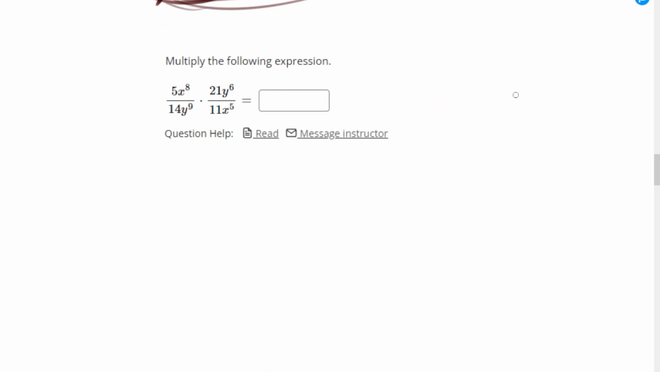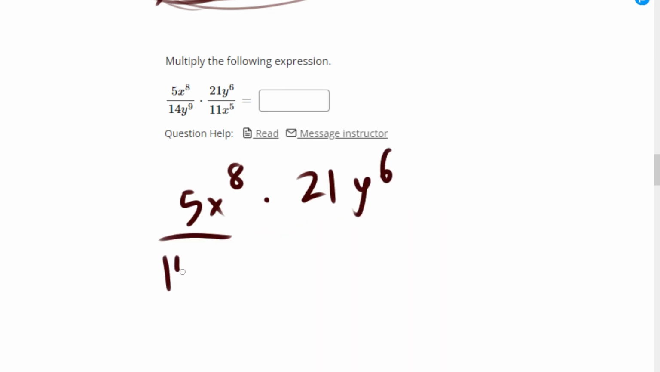Now we want to multiply the following expression. We have 5x to the 8th times 21y to the 6th, over 14y to the 9th, 11x to the 5th. Now, I'm hoping from elementary school you learned how to do cross multiplication.